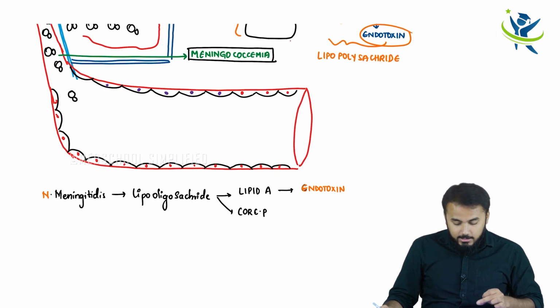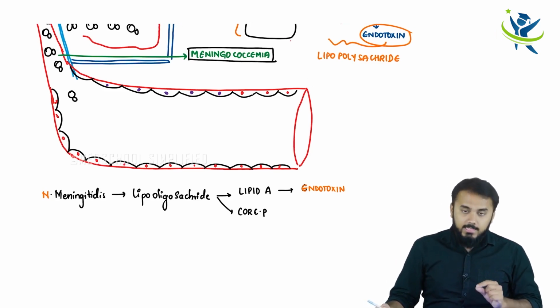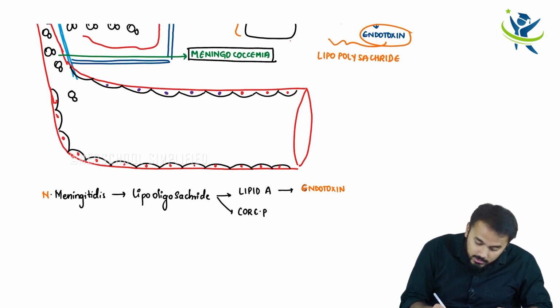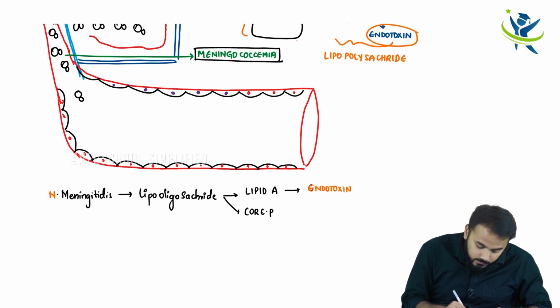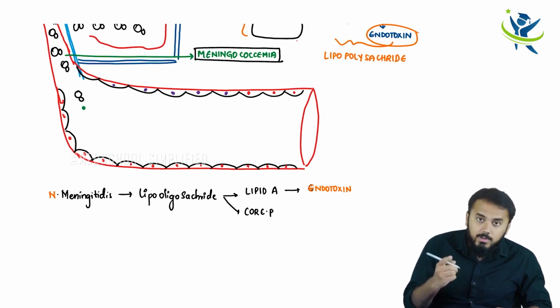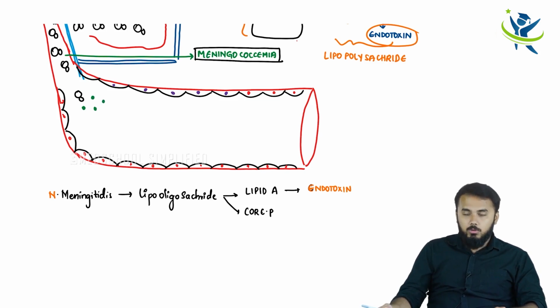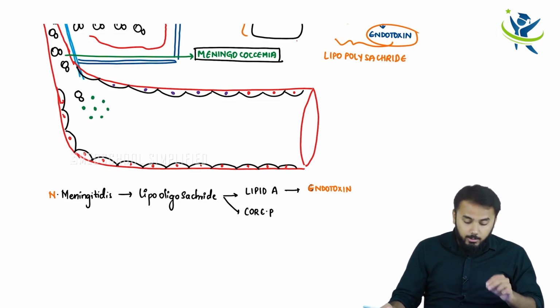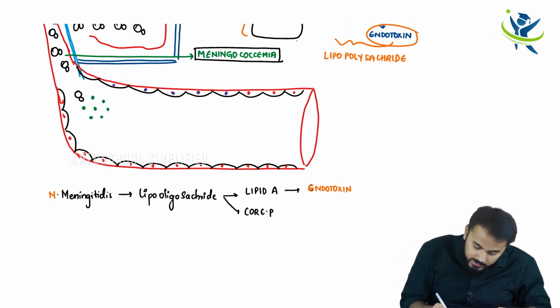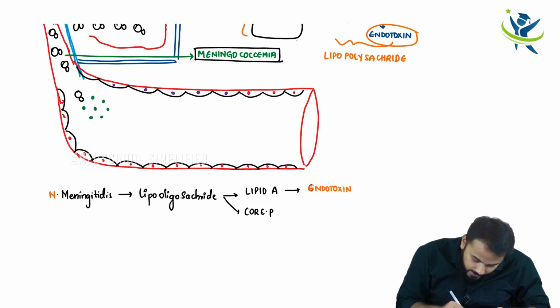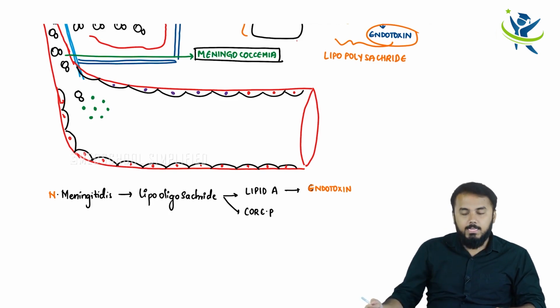What is this endotoxin going to do? Once this bacteria enters the blood vessel, it releases that endotoxin. I'll draw it in dark green. It releases these endotoxins from the lipid A of the lipo-oligosaccharide. Now these endotoxins are phagocytosed by macrophages, obviously. Your macrophages are waiting here, and you see the macrophages taking this particle inside.